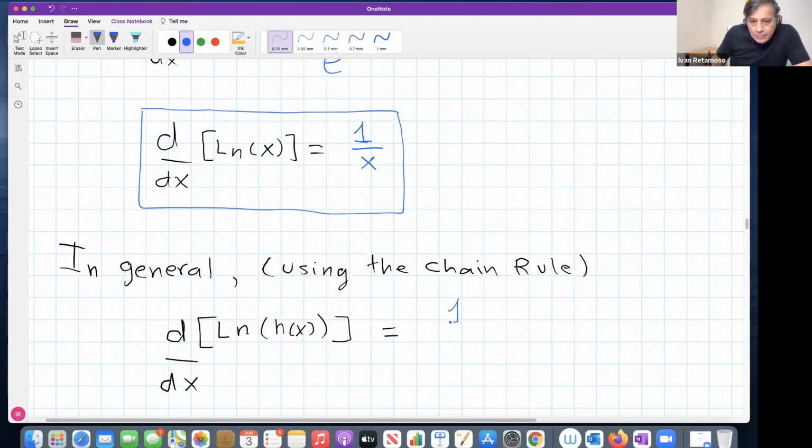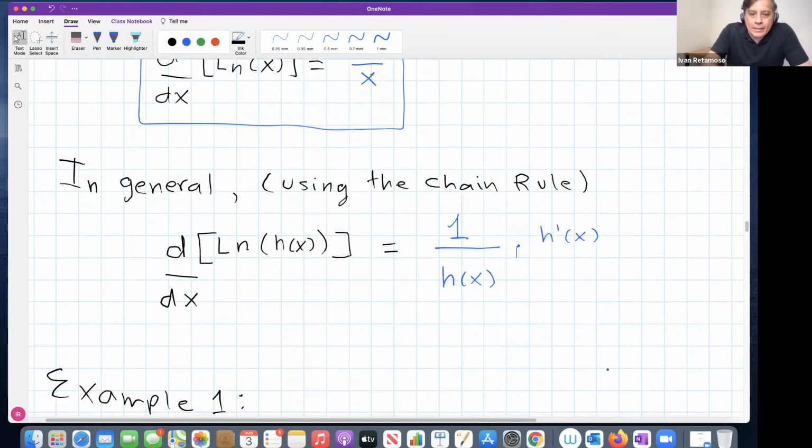1 over the function, which is h of x, 1 over this guy, times the derivative of this guy. So basically, this acts like the inside function, right? The derivative of the log is 1 over the argument of the log, but then times the derivative of this inside function.